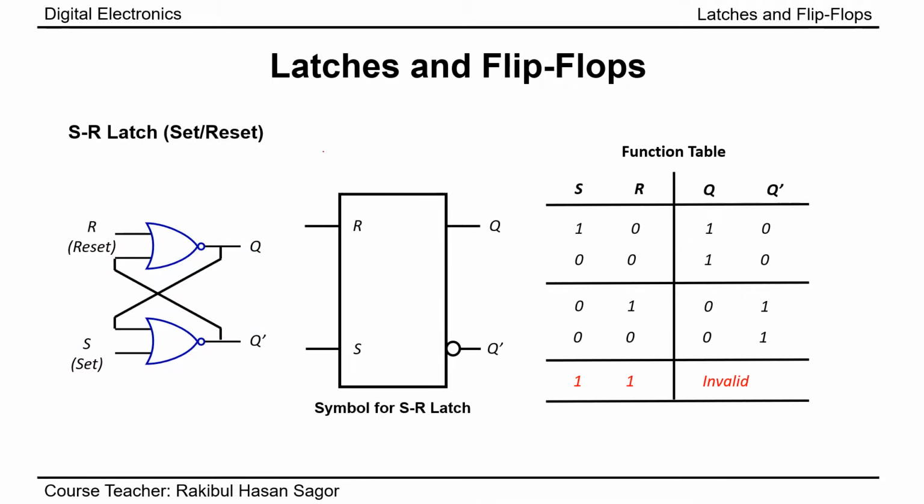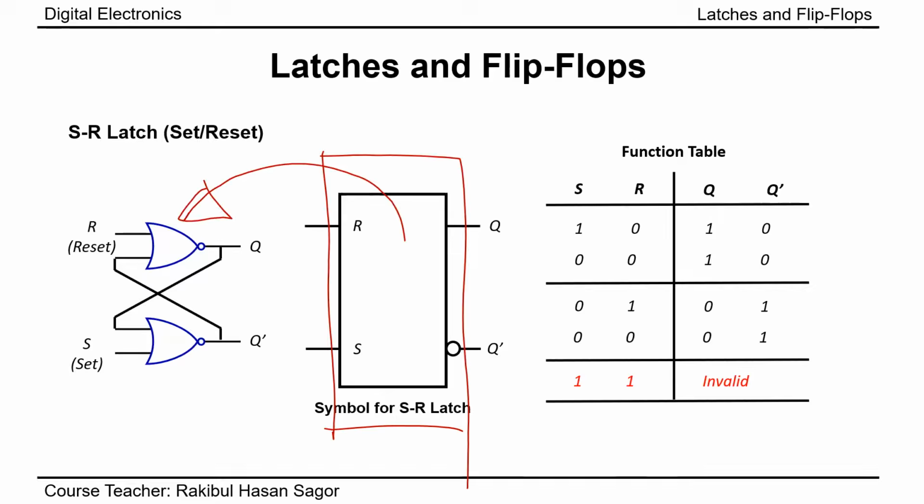We can see the graphical symbol for the SR latch. Inside this box, we have this logic diagram. So the inputs are S and R, and the outputs are Q and Q prime. In a nutshell, we can say when the value of S equal to 1, that means I am making the circuit output set, or I am setting the circuit output.